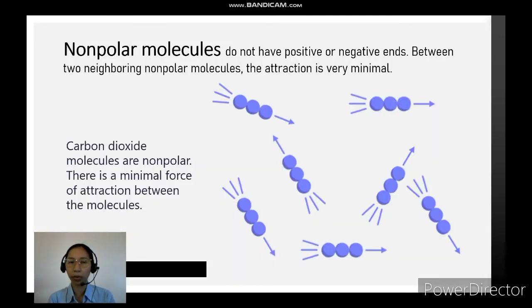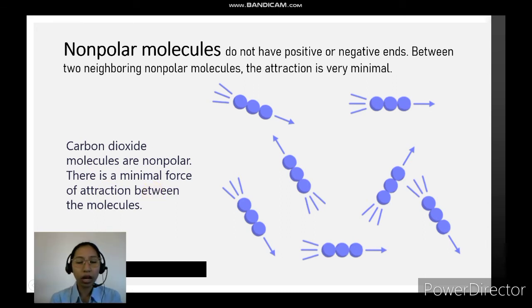How about nonpolar molecules? Nonpolar molecules do not have positive or negative ends, if you can still remember. That is why the attraction between neighboring nonpolar molecules is very, very minimal. An example of that is this: a CO2 molecule, or carbon dioxide, which is nonpolar. Therefore, there's a minimal force of attraction between the molecules.